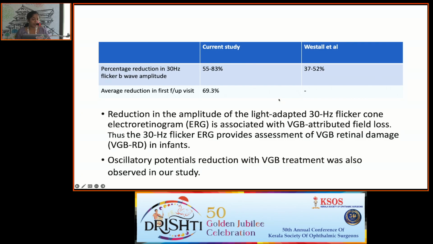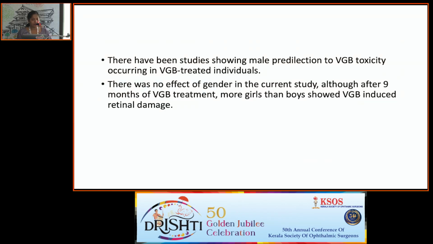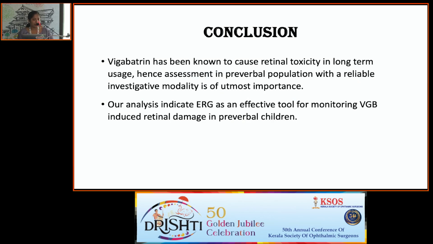The reduction in the amplitude of the light adapted 30 Hz flicker cone ERG is associated with Vigabatrin-attributed field loss. So the 30 Hz flicker ERG provides an assessment of Vigabatrin retinal damage in infants. The oscillatory potential reduction with Vigabatrin treatment was also observed in our study. There have been studies which showed male predilection, but this was not seen in our study.